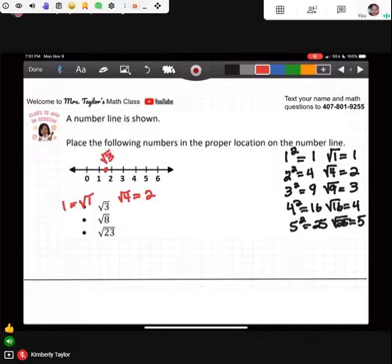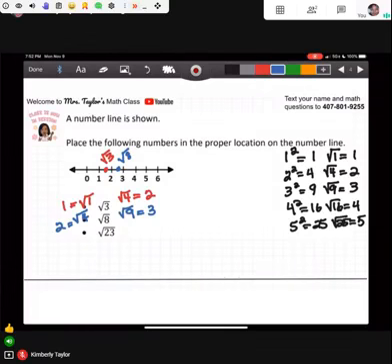Now let's look at the square root of 8. The square root of 8 is going to be in between the square root of 4 and the square root of 9. The square root of 4 is going to equal 2. The square root of 9 is equal to 3. So that means that the square root of 8 is somewhere in between 2 and 3. So I'm going to put that on the number line. So we'll put the square root of 8.